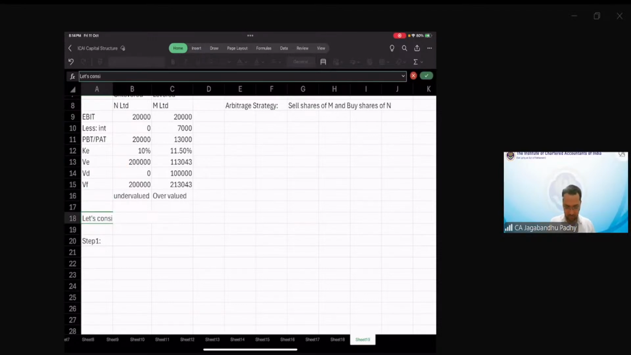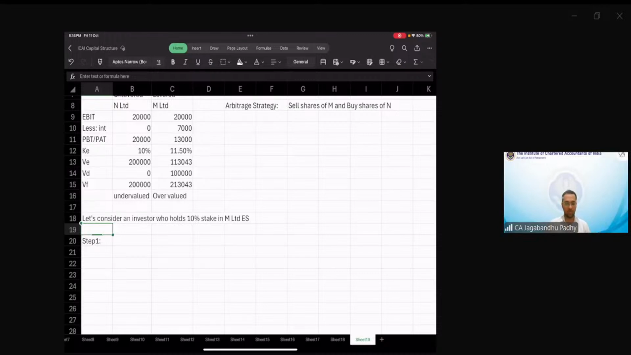So let's consider an investor who holds a 10% stake in M Limited equity shares. Let's consider an investor who is holding this 10% stake in the M Limited equity shares. Okay.